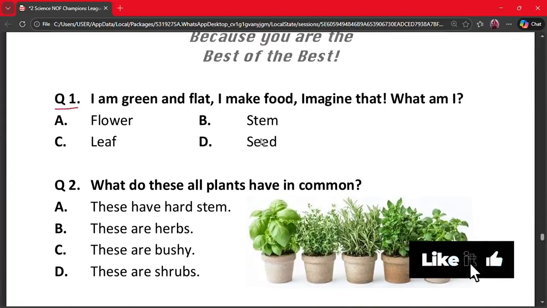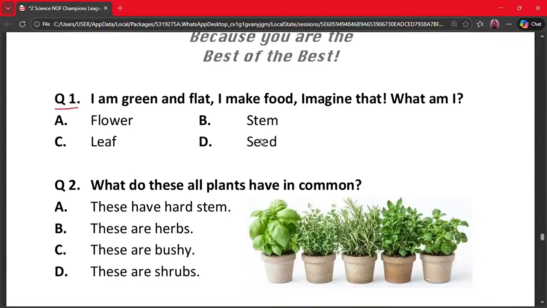Question number 1. I am green and flat. I make food. Imagine that. What am I? A. Flower. B. Stem. C. Leaf. Or D. Seed. The correct answer is option C.